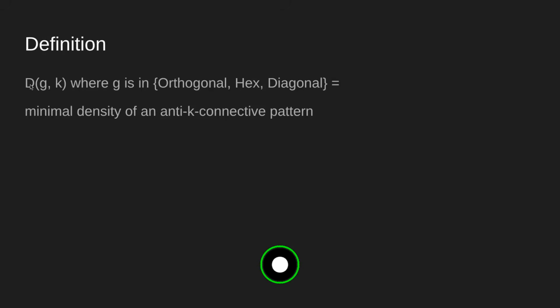So I'm just going to define a little function here. G being a grid type, either orthogonal, diagonal, or hexagonal, and k being the length of the connection that you're concerned with, the density of that pair, D of that pair, is defined as the minimal density possible of a pattern of blocking cells on that grid which prevents a k connection, a connection of length k.